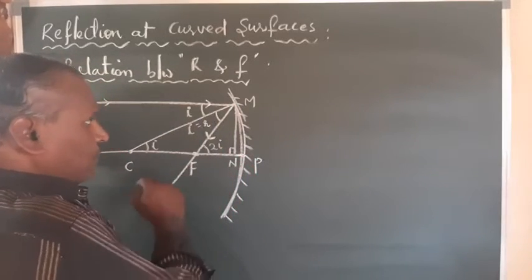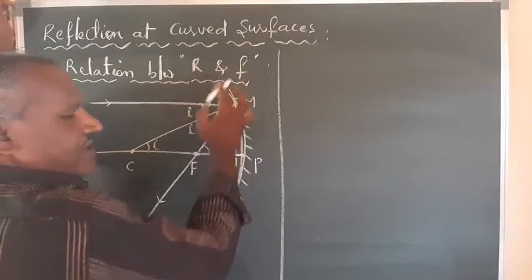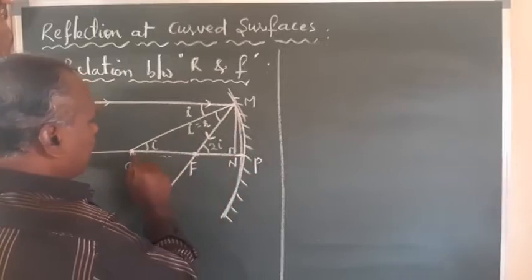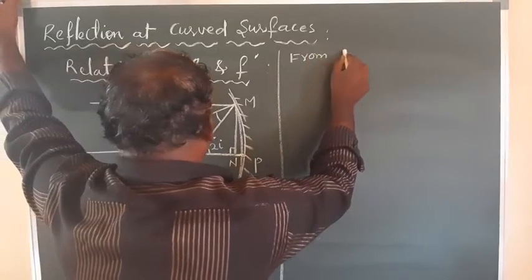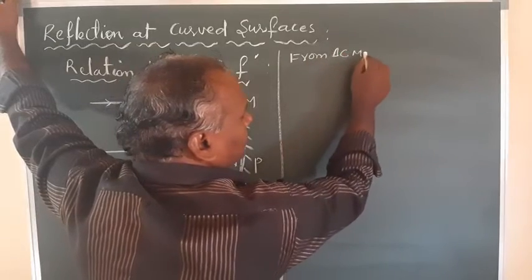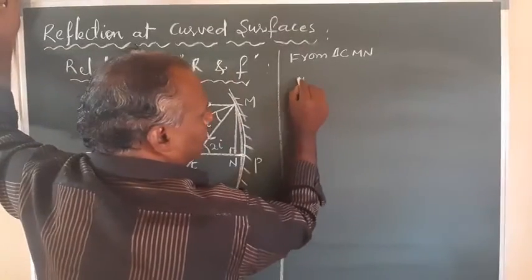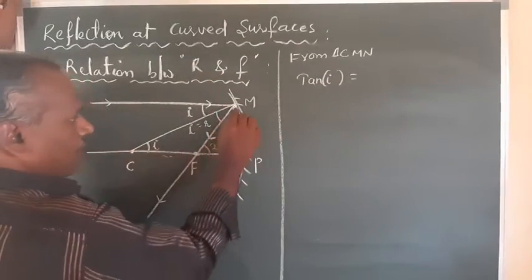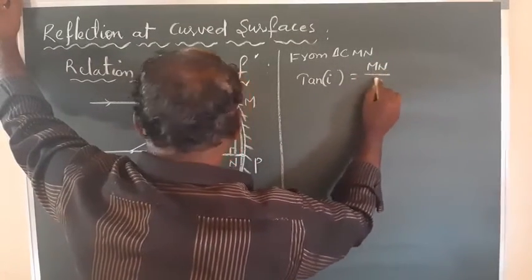Using this simple diagram, whose construction is very important, we get the relation between R and F. Now I observe that CMN is a right angle triangle. From triangle CMN, I can write tan I, the tangent of the incident angle I, as opposite side by adjacent side, that is MN upon CN.